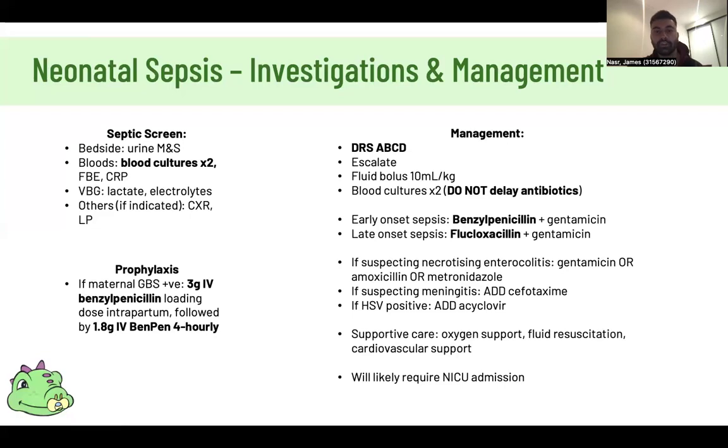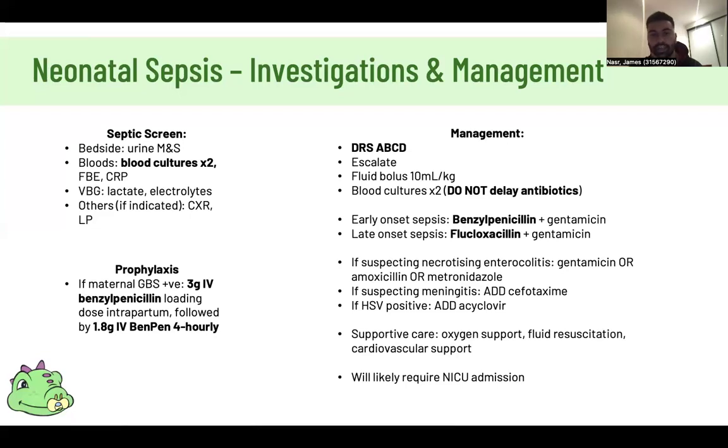And your empirical therapy for early onset sepsis will be benpen and gent, whereas for late onset sepsis will be fluclox and gent. And that's because your most likely cause of early onset sepsis is going to be strep, which is best covered by benpen, whereas your late onset is going to be staph, which is best covered by fluclox.